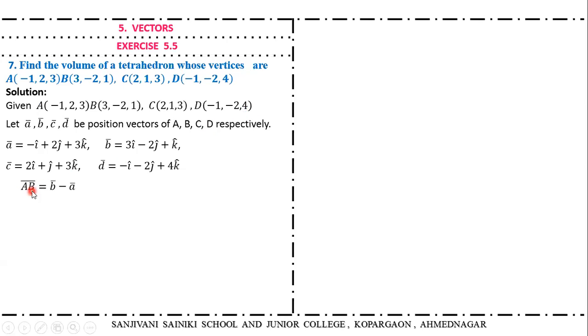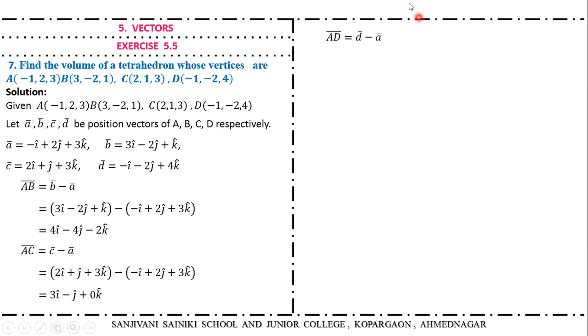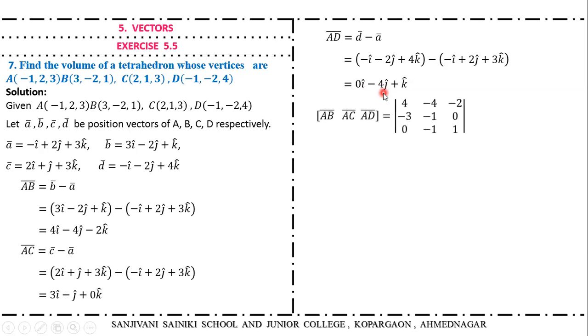Let us find AB bar. AB bar is nothing but B bar minus A bar: the position vector of the second point minus the position vector of the first point. Similarly, find AC bar: the position vector of the point C minus the position vector of the point A. And finally, let us find AD bar. AD bar is D bar minus A bar. Put the values of D bar and A bar, take their subtraction, and you will get AD bar.